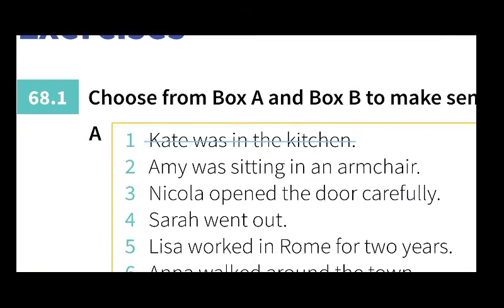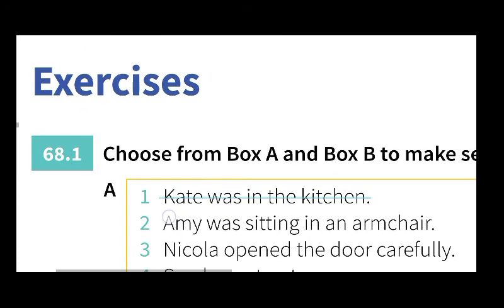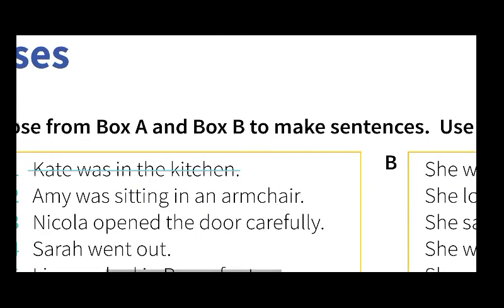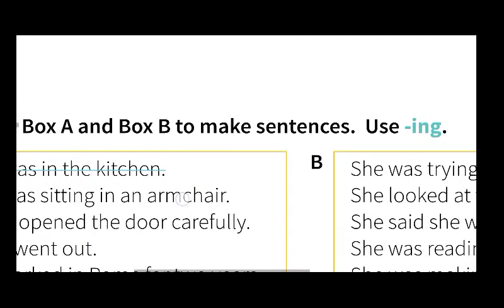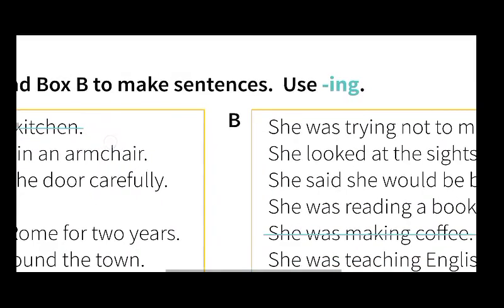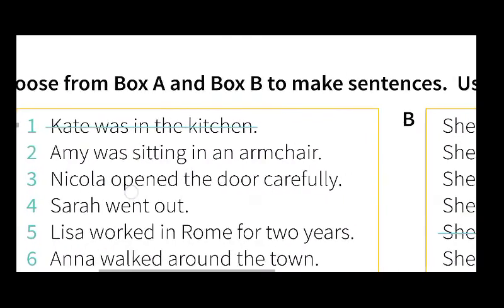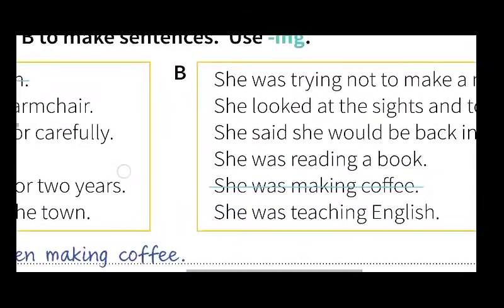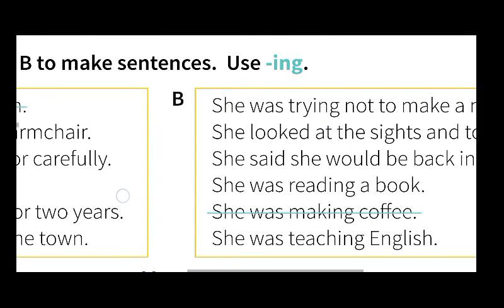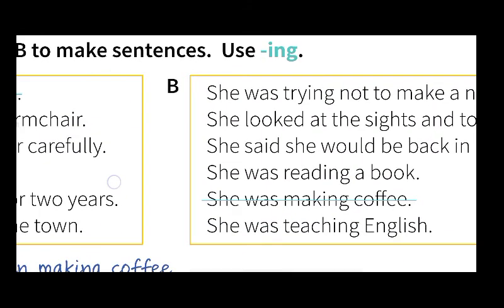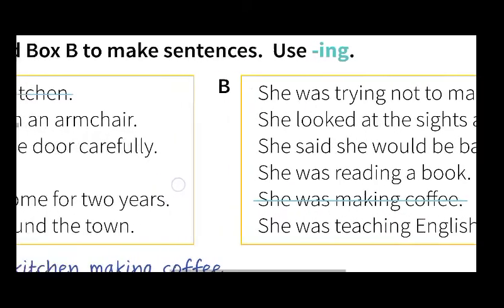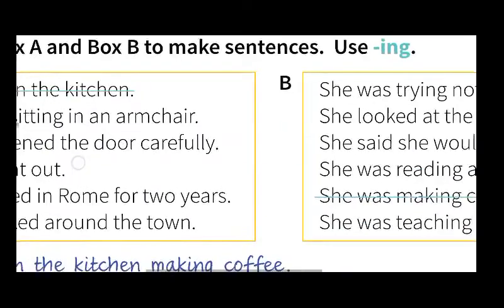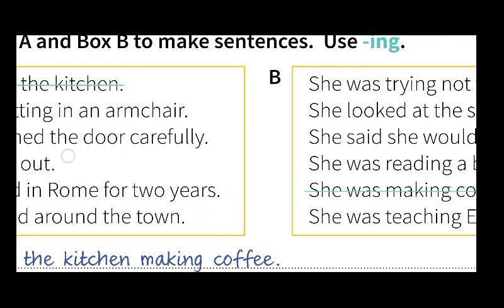Here we have now some exercises. Exercise number 1: choose from box A and box B to make sentences. Use -ing. Kate was in the kitchen. What does she do? She was making coffee. So we can say that Kate was in the kitchen making coffee. You can delete 'she was'.